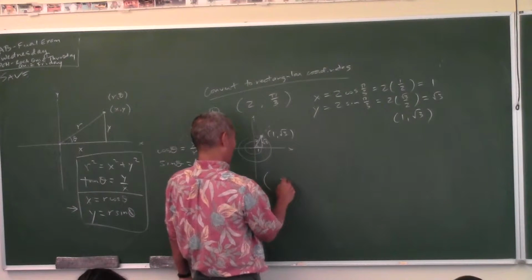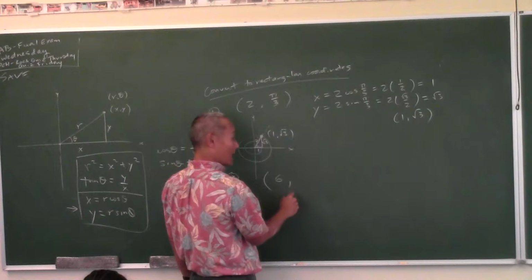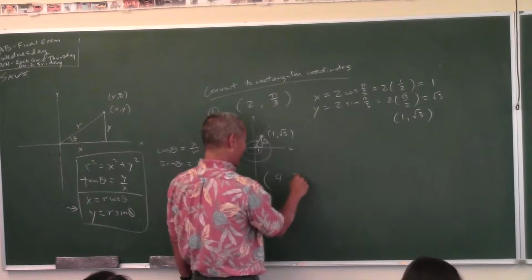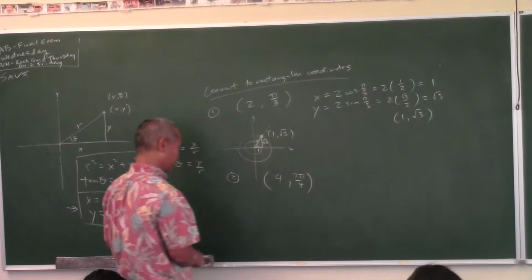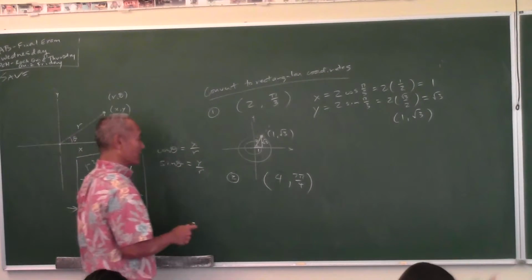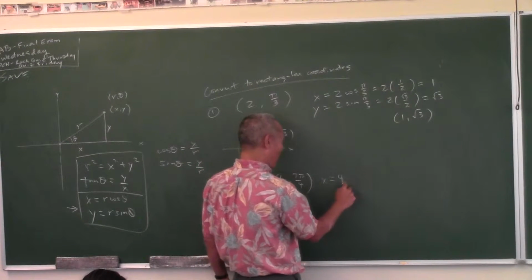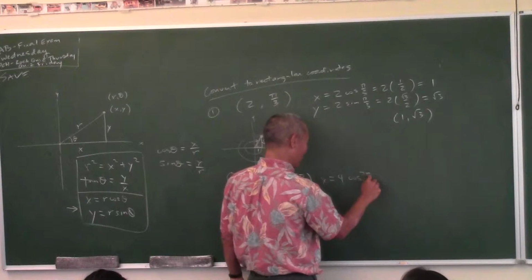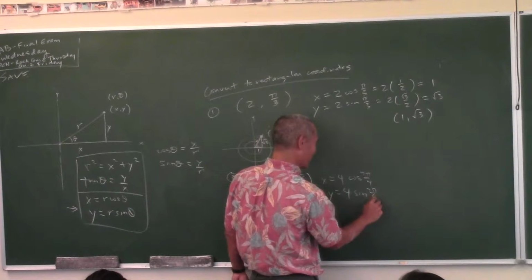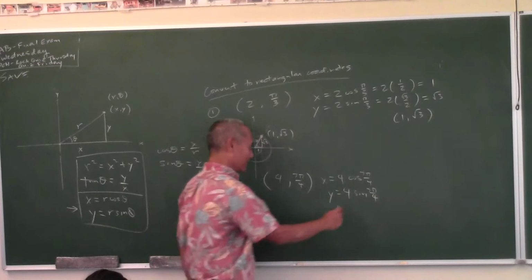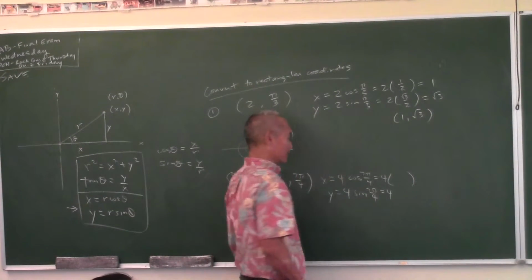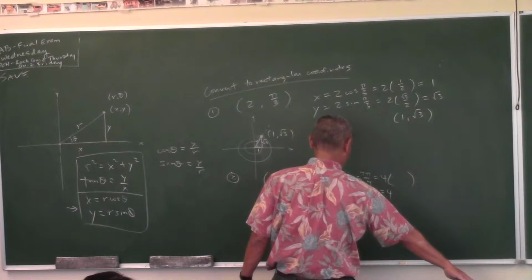How about 6 comma, no! 4 comma 7 pi over 4. Okay, to me the fastest way is just to use the formula. So x equals r cosine theta, y is equal to r sine theta, right? Okay, now you just gotta know your trig values. What is the cosine of 7 pi over 4? Boom, what's cosine there? Maybe 1/2.